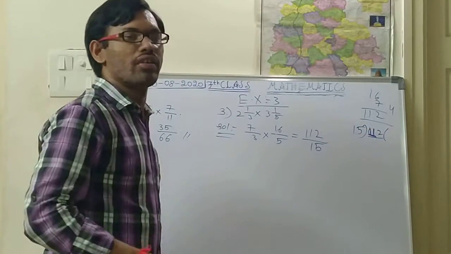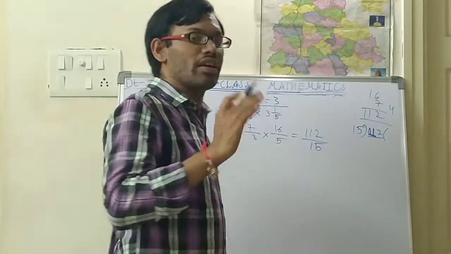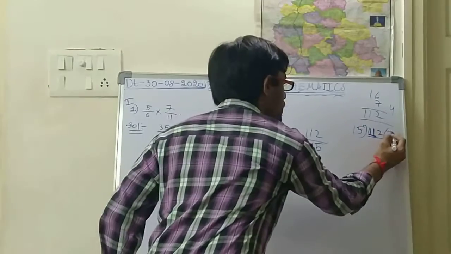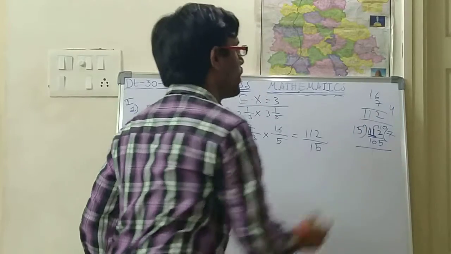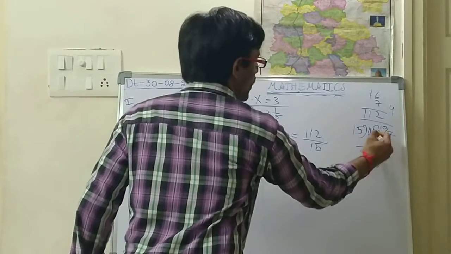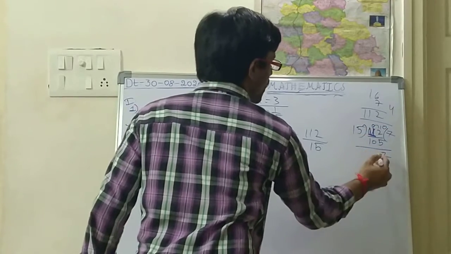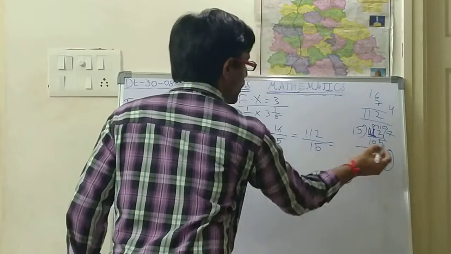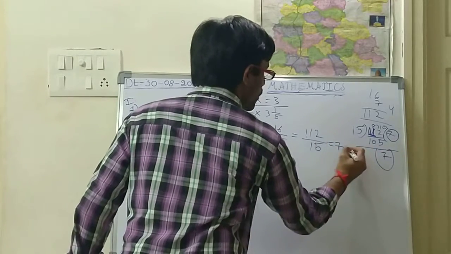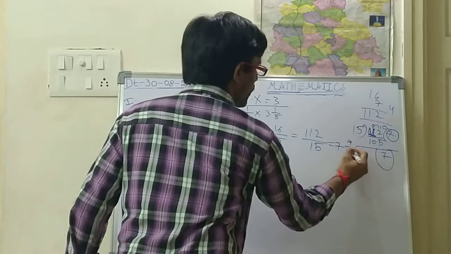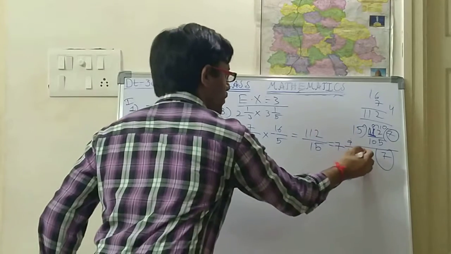15 sixes are 90, 15 sevens are 105, 15 eights are 120. So 15 sevens are 105, you should take. So 2 minus 5, it won't go. So borrow 10, 12 minus 5 is 7. Next here 0 minus 0 is 0. Next 1 minus 1 is 0. So 7 is the remainder. So what is the answer? Whatever the quotient, that is the whole number. Next, the remainder you should write as the numerator, and the divisor as the denominator. So 7 by 15 is the answer for this problem.